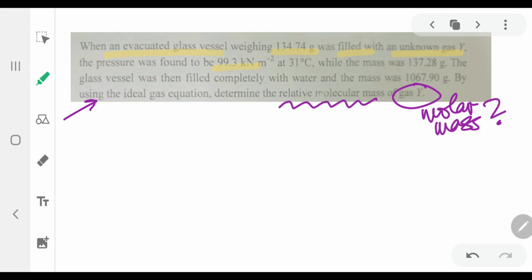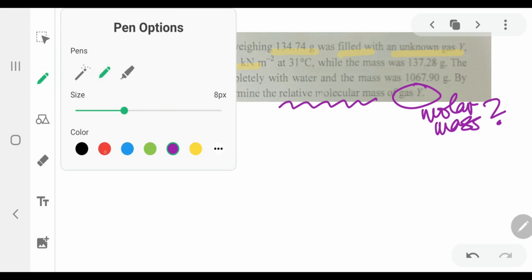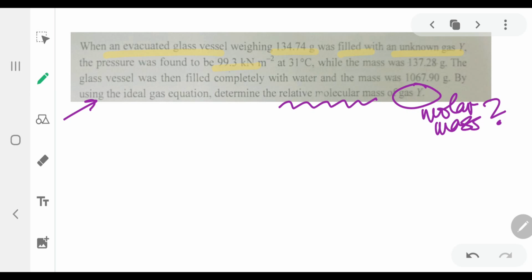When the evacuated glass vessel, now you are looking at a word that is maybe quite alien to you. Evacuated, what does it mean by evacuated over here? You've heard about evacuation before. Maybe you are imagining that people are being chased out from a building or something like that. But in this case, evacuated over here simply means you have empty. So we have an empty vessel.